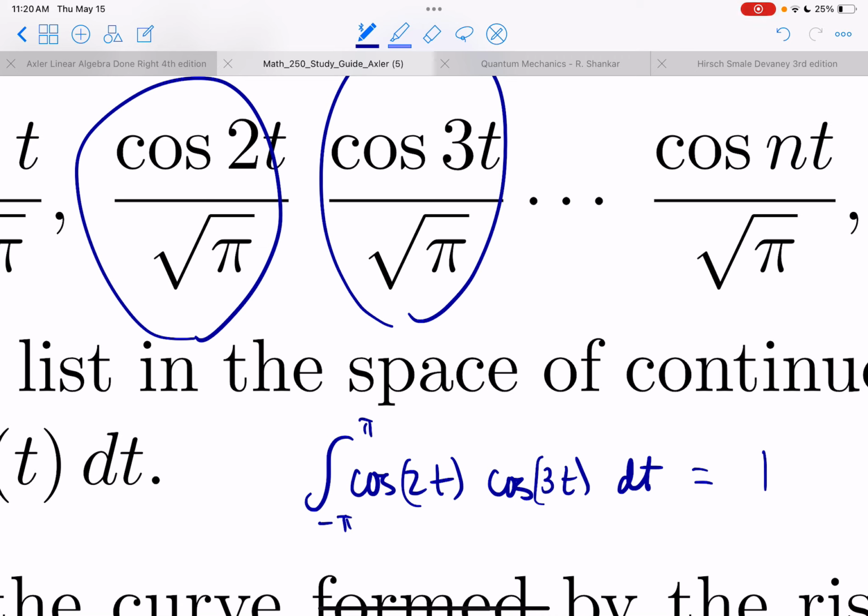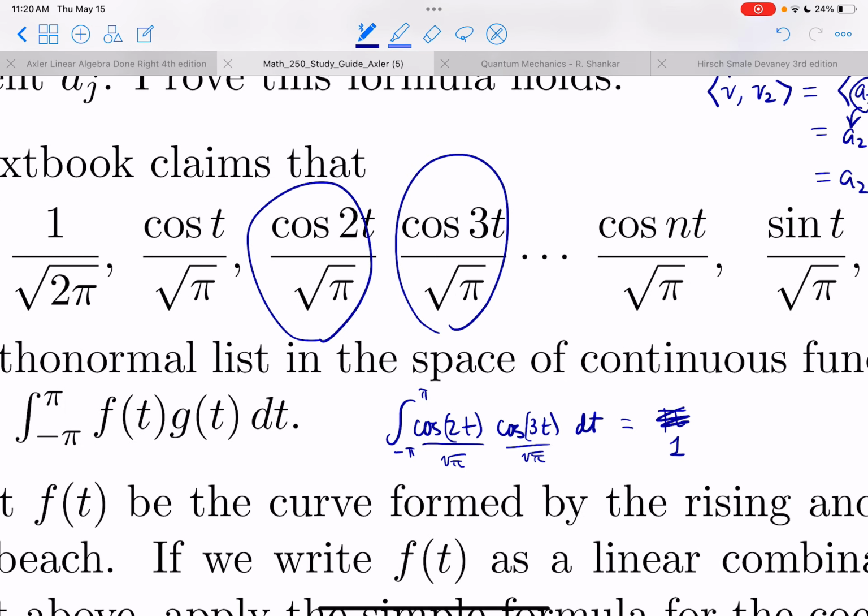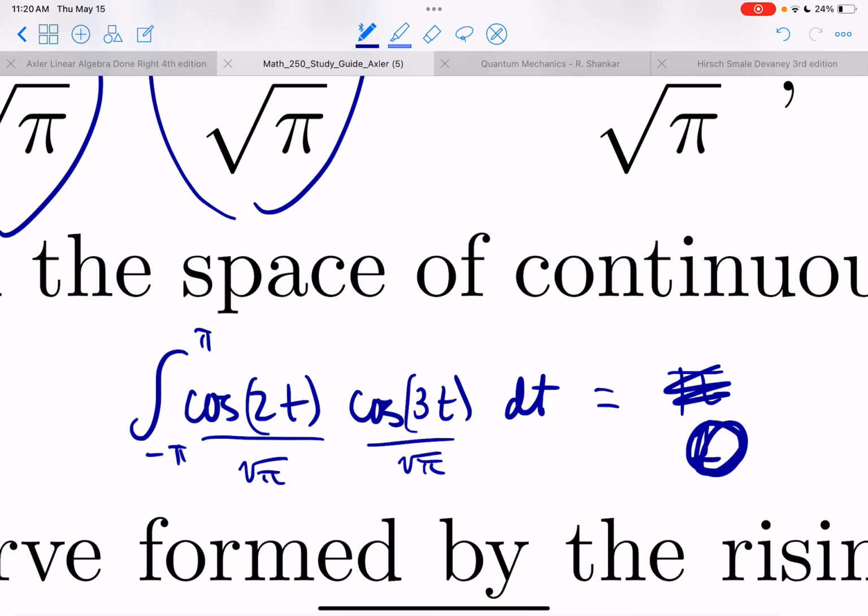Well, you're not going to get 1. You're going to get pi, I believe. And so if you divide both of these by square root of pi, then you're going to get 1. Okay? So this is going to be 0. This is going to be 0 because I took different ones. These are going to be 0. But if you change this to a 2, now you would get a pi. And then when you divide, you'll get 1. So I really messed this one up.